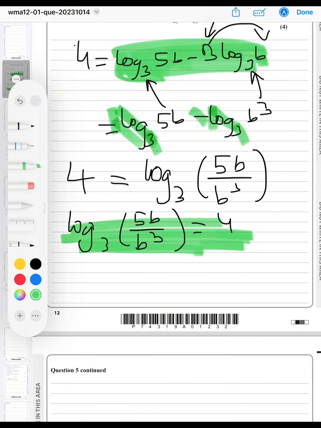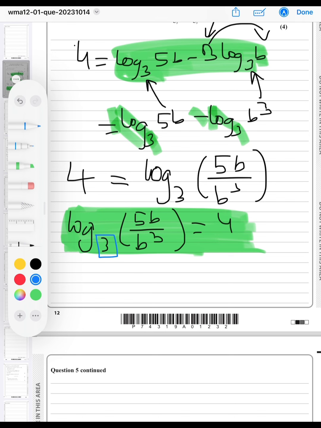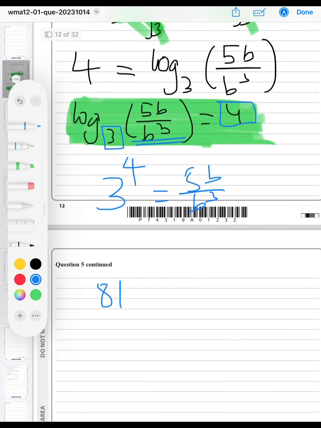So now I'll apply the rule for how we convert from logarithmic form to exponential form. This is the base, so I will write the base here, and this is the power, the exponent. I will write it here, and I have to move this to the other side. So this is the rule. So 81 equals 5b, and b will cancel, so it will turn to b square.